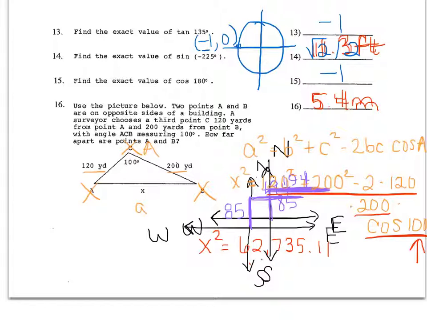And if you're not sure what to do with it, when you see this, hopefully this is a red flag that you're going to have to take a square root of that. And I end up with about 250.5. And looking at my other numbers here, 120 and 200, 250 sounds like it makes sense. And it's going to be the longest side because it is across from the longest angle. So here for number 16, it would be 250.5 yards.